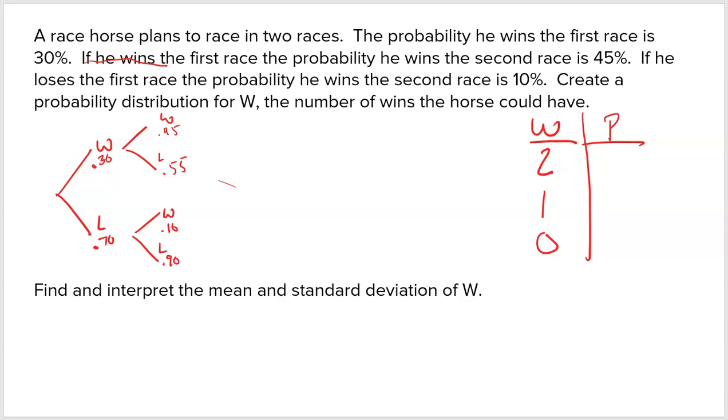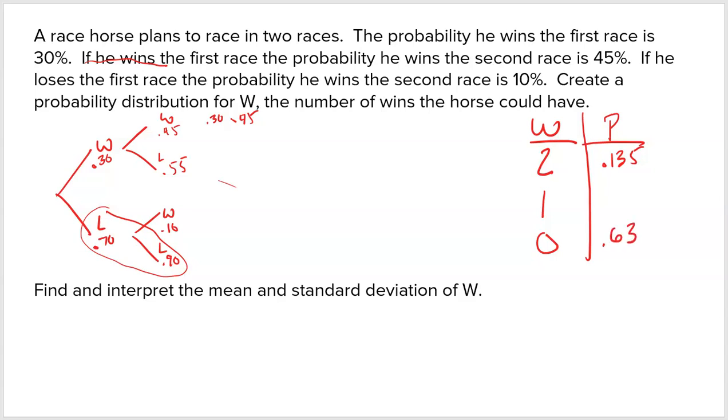So 2 wins, where there's only one way you could have 2 wins, and that would be 30% times 45%. So 2 wins would be 0.3 times 0.45. Sorry for my messiness there. 0.3 times 0.45 is 0.135. So that's the probability of 2 wins. 0 wins would be 2 losses in a row. Well, there's only one way that can happen. 0.7 times 0.9. Just multiplying because he's got to lose and then lose again. So that'd be 0.63. That's actually going to happen quite often.